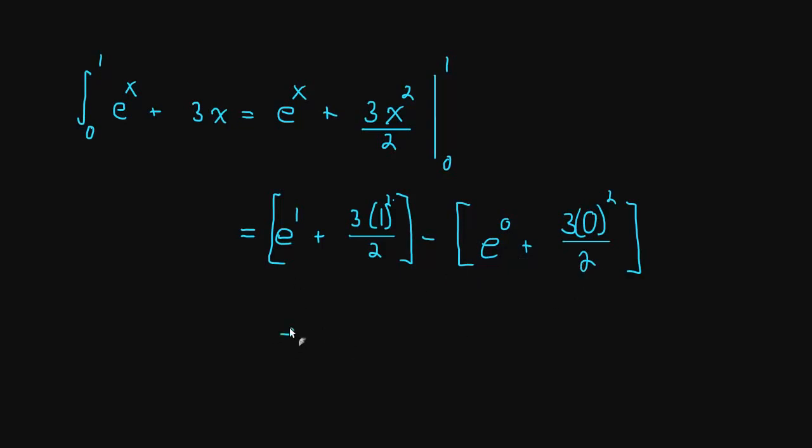So anyways, this is e. 1 squared is 1, so this is just 3 halves. E plus 3 halves minus 1. This part, of course, is 0. And that is equal to e plus 1 half. Okay, so that's the area under the graph of e to the x plus 3x when x goes from 0 to 1. So really, definite integrals are really easy now.